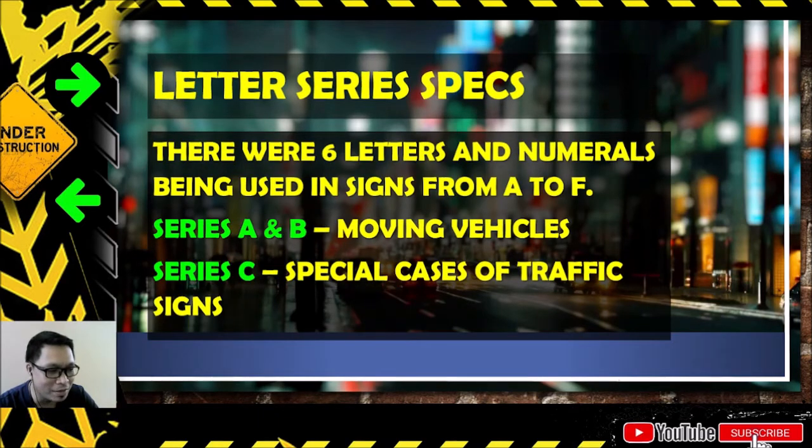Then we have to discuss the letter series specifications. There are six letter series for letters and numerals used in signs, from A to F. The series A and B is intended for moving vehicles. As you might know, series A and B have only a little difference, so that is why they are grouped into one. Then we have series C, which is thicker compared to the two series. This series C is intended for special cases of traffic signs.